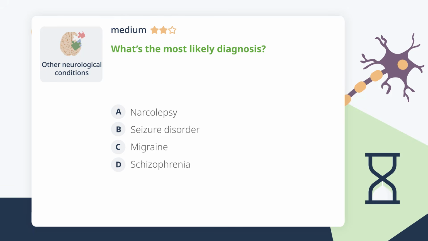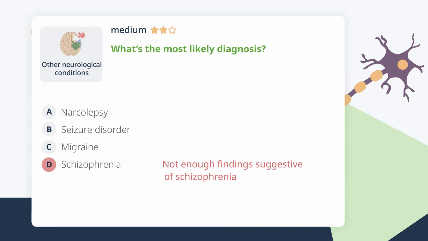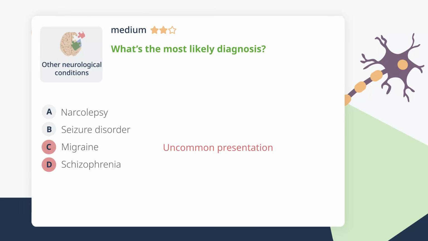Well, this is not consistent with a presentation of schizophrenia. The patient does have hallucinations, but there are other symptoms in this case suggestive of an alternative diagnosis. This is not consistent with a presentation for migraine. Migraine can cause paroxysmal neurologic symptoms, but again, there are other features occurring in this patient, cataplexy, sleep paralysis, that raise strong suspicion for an alternative diagnosis.